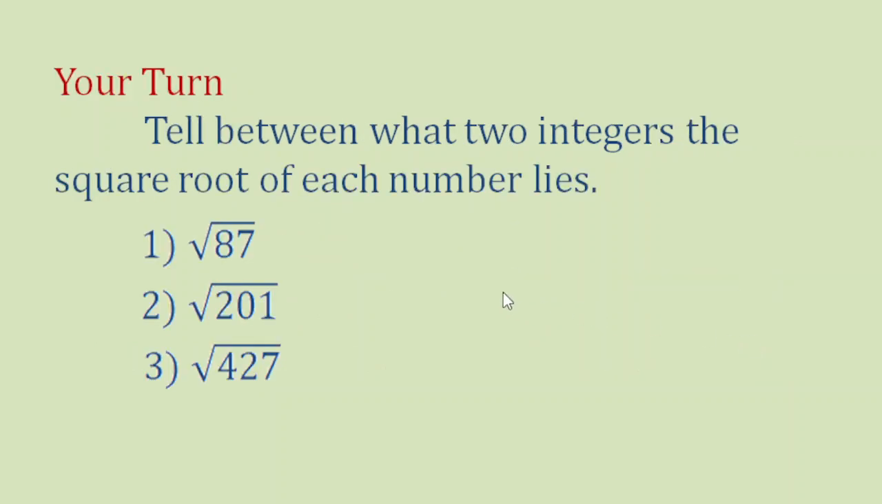Now your turn. Tell between what two integers the square root of each number lies. Number 1, square root of 87. Number 2, square root of 201. Number 3, square root of 427. I would like you to pause the video and try answering these 3 questions. If you are done, I can now show you the answer.